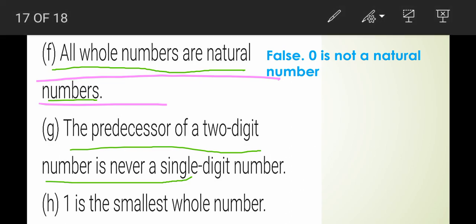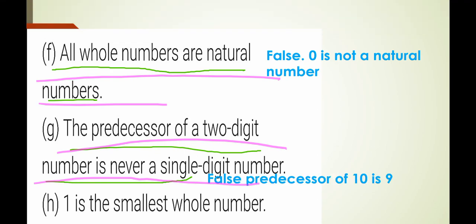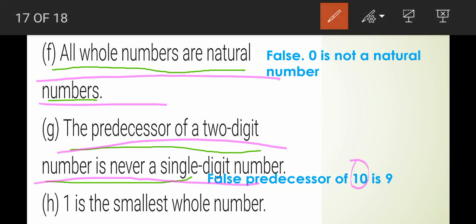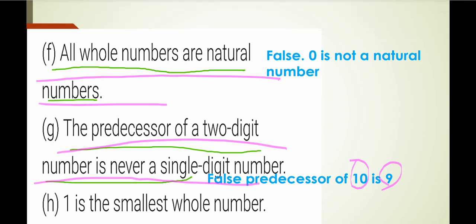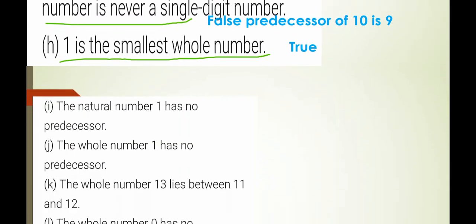Predecessor of a 2-digit number is never a single-digit number. We'll see one example. What is predecessor of 10? You know, 10 is a 2-digit number, right? What is it? This is a single-digit number. So, predecessor of a 2-digit number is never a single-digit number. So, that statement is false. 1 is the smallest whole number. That is false. Which is the smallest whole number? 0 is the smallest whole number.